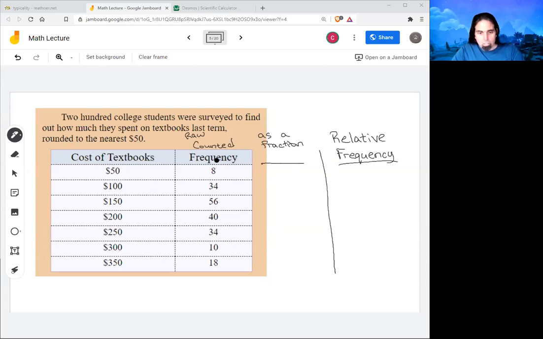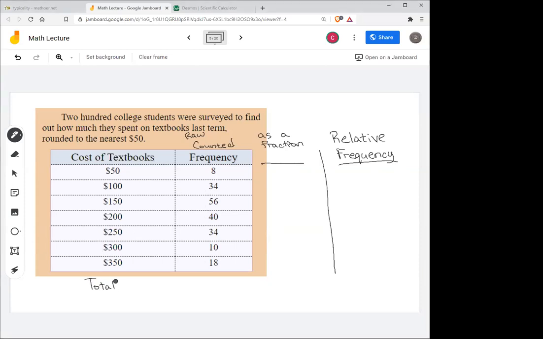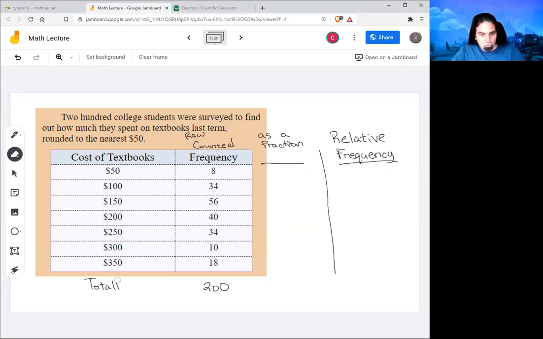Okay, so as a fraction, we need the total. Do we know what the total is? 200. 200, it told us that. So that means all of our fractions are going to be out of 200.